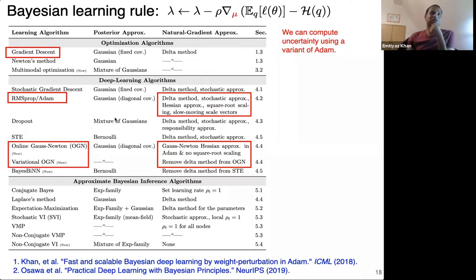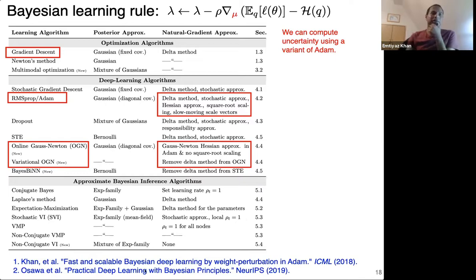Then you could do the same thing with deep learning algorithms. And it's sort of adding stochastic approximation, not using the Hessian, using some square root scaling, which is a weird thing that people haven't understood yet why that works. We spend a lot of time in our work to then not do square root scaling and try to use a better Hessian approximation. And what we find, so we call this online Gauss-Newton and variational online Gauss-Newton, where we remove the delta method. So we do something more Bayesian. And this gives us very good uncertainty estimates in the variance. Of course, when you're not interested in uncertainty, then this is fine. But if you want to compute the variances right, then you should be doing a better Hessian approximation.